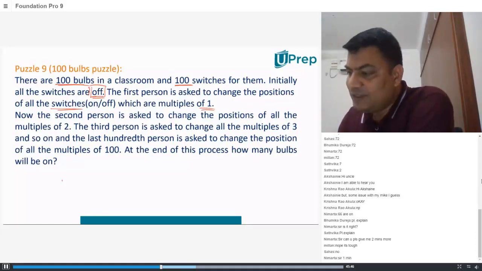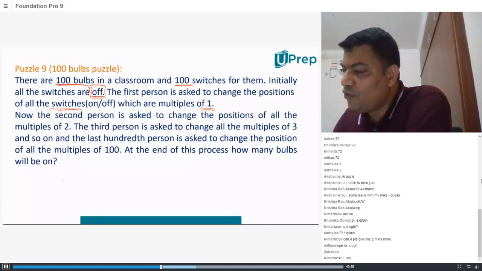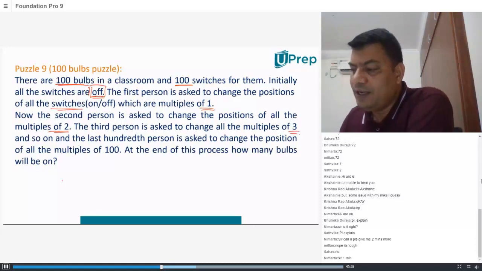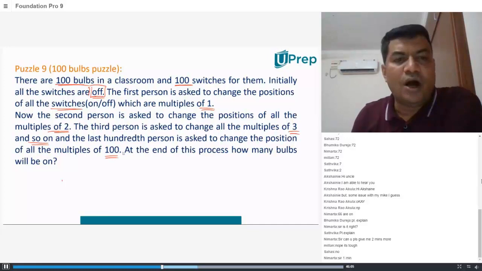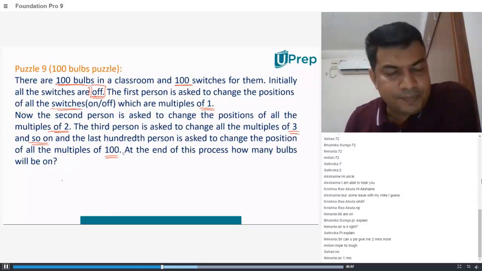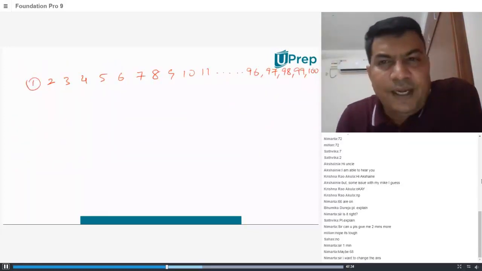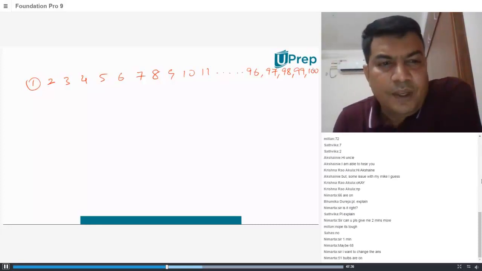Now the second person is asked to change the position of all the multiples of 2. Then the third person is asked to change all the multiples of 3, and so on. And the last, 100th person is asked to change the position of all the multiples of 100. At the end of this process, how many bulbs will be on? That's the question. Now, there is something very interesting to learn in this puzzle.